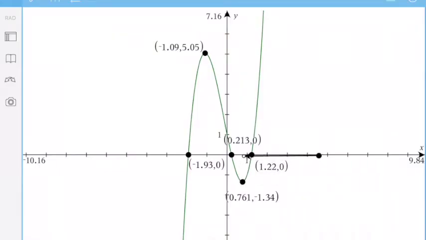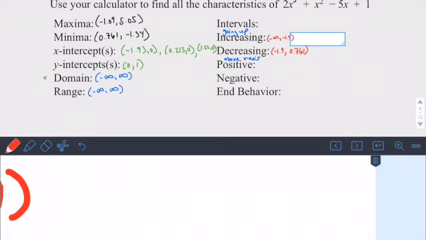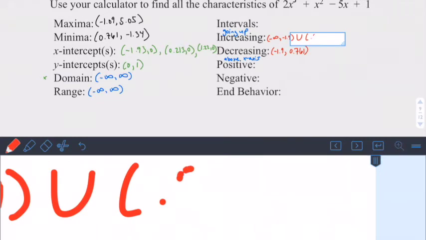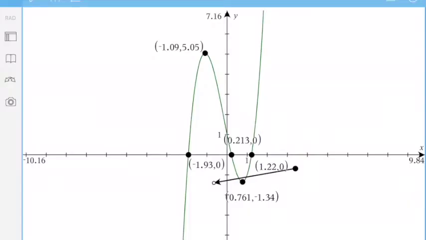Then from here at 0.761, it's increasing the rest of the function, right? It's going up for the rest of the function. So from 0.761 to positive infinity. So we're increasing, union, 0.761 to infinity.